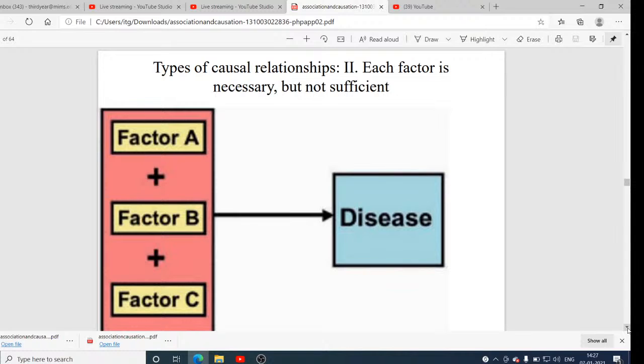Type of causal relationship: each factor is necessary but not sufficient. Like you have factor A, factor B, factor C. These are all associated with the disease, but they are not sufficient to cause the specific disease. So here the composite effect comes from factor A plus factor B plus factor C.